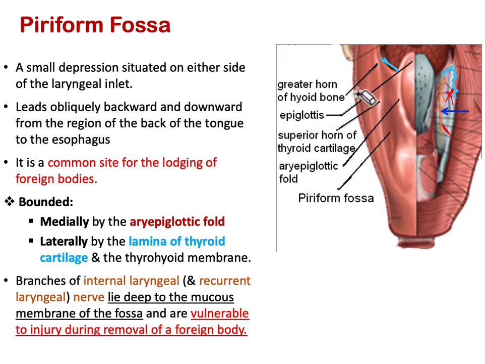So clinically, as I mentioned, if you swallow a foreign body, sometimes it lodges here in this space, and when you try to remove it, you get injury to the internal laryngeal nerve, as you see here, and the recurrent laryngeal nerve, right? They're located here in this piriform fossa, just covered by mucosa, and they are vulnerable to injury during the removal of the foreign body.